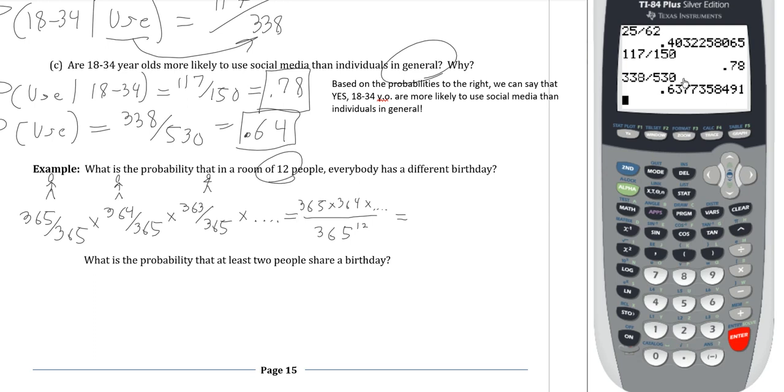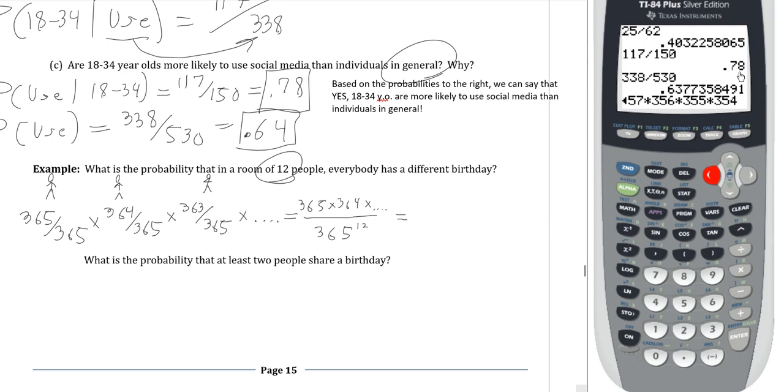So let's solve for that. In my calculator, I have 365, so that's the first person, times the second, times the third, times the fourth, fifth, sixth, 7, 8, 9, 10, 11, and 12. Okay, that should be everything.